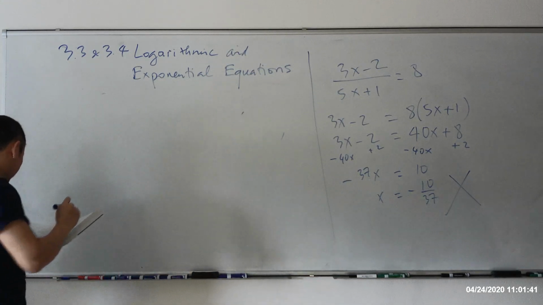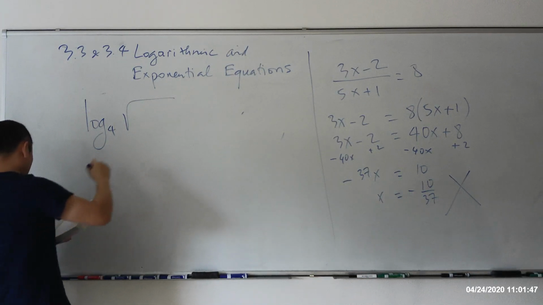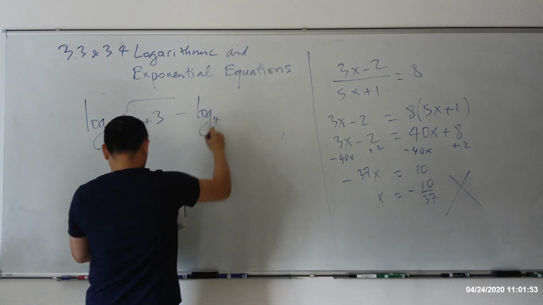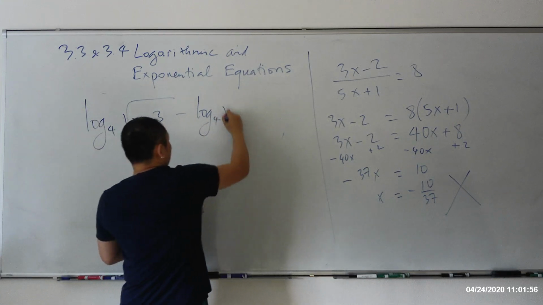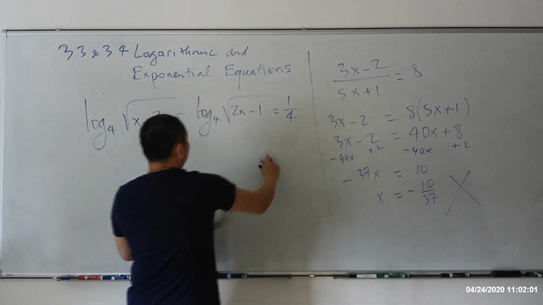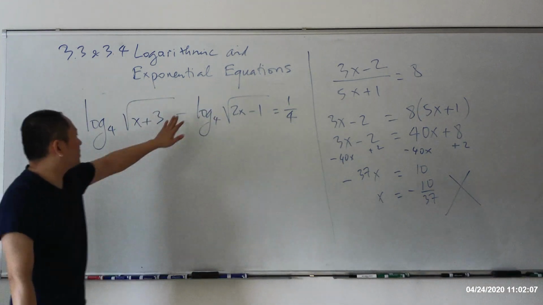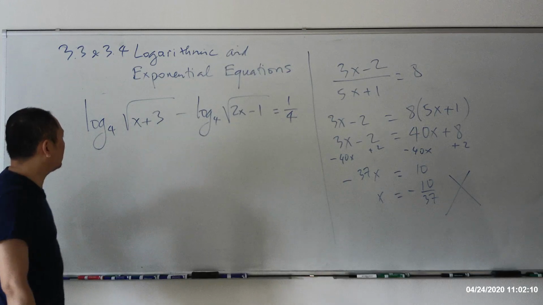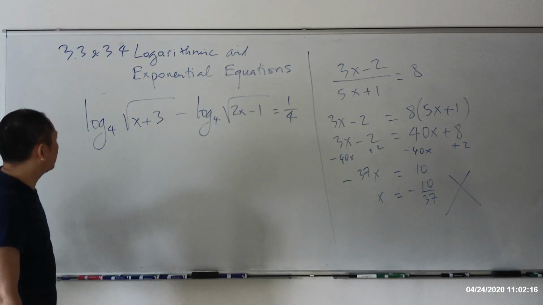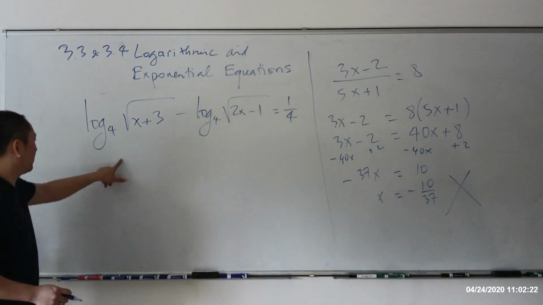Okay. Try this. Log base 4 of square root of x plus 3 minus log base 4 square root 2x minus 1 equal to a quarter. Alright. Now we have log base 4, we have subtraction, and we have square root. So first of all, we're going to convert that square root to exponent 1/2. Alright, and then we combine them, or we can do two steps in one because we've been practicing quite a number of exercises already.